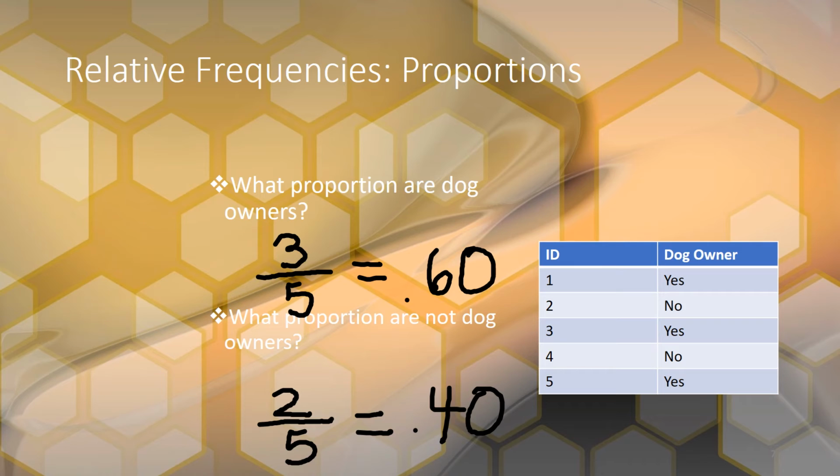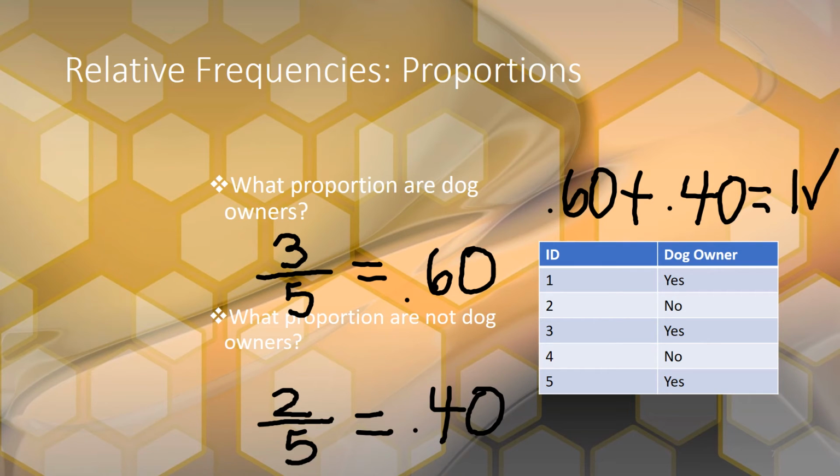So we have 0.60 plus 0.40. And if you add that up in your calculator, just by looking at it, that will equal 1. So check on that. If each of the proportions in each of the categories for a variable don't all add up to 1, then you did something wrong. So that's just a check.